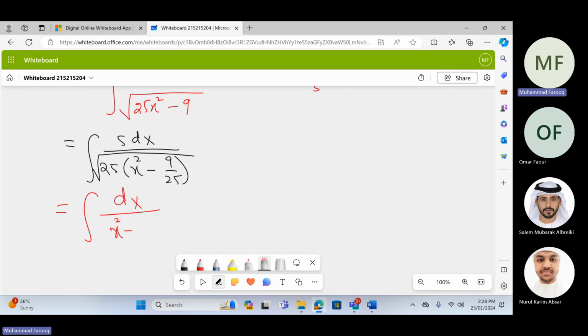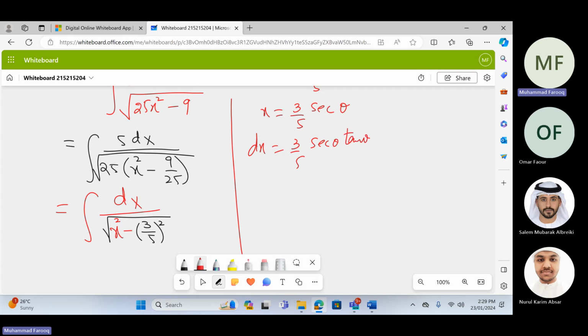I write 3 over 5 with square and square root. Now you can start substitution. Which substitution is this? Secant. So let's write: x is equal to a, how much? 3 over 5 secant theta, and dx is equal to 3 over 5 secant theta tangent theta d theta. Understand? Because the derivative of secant is secant tangent.